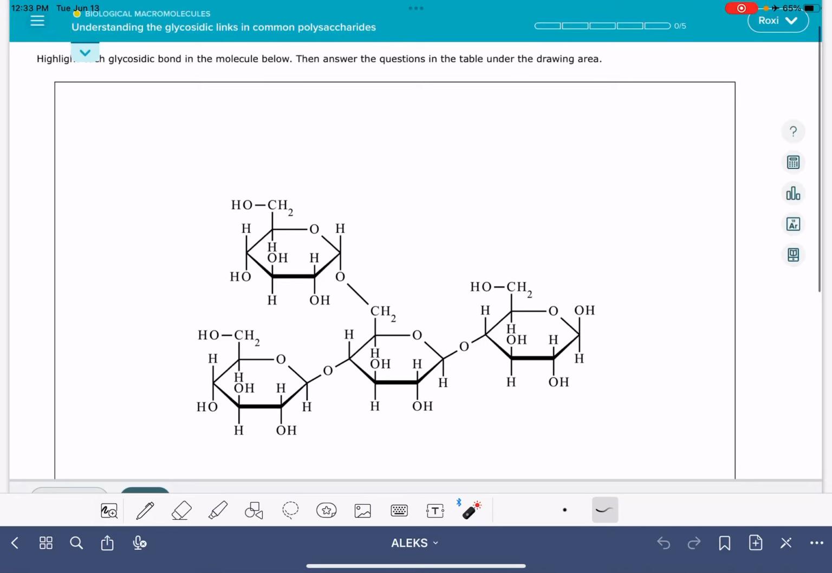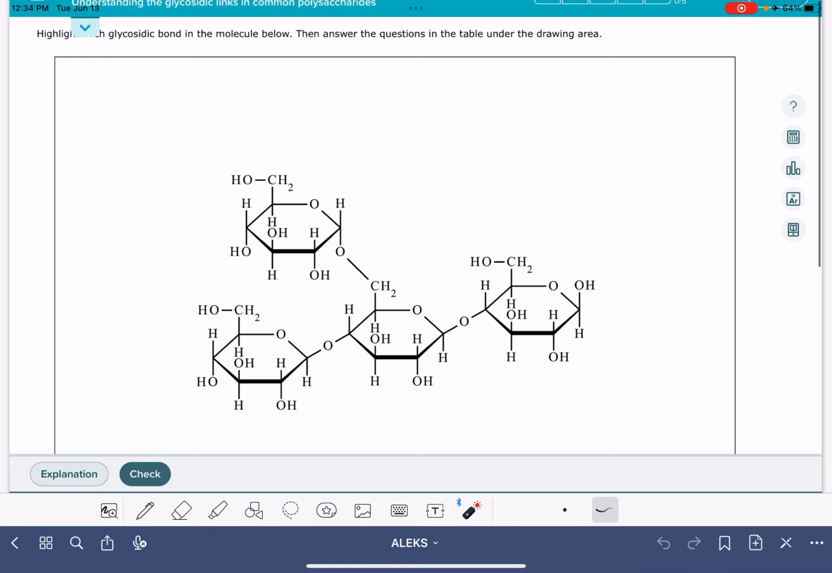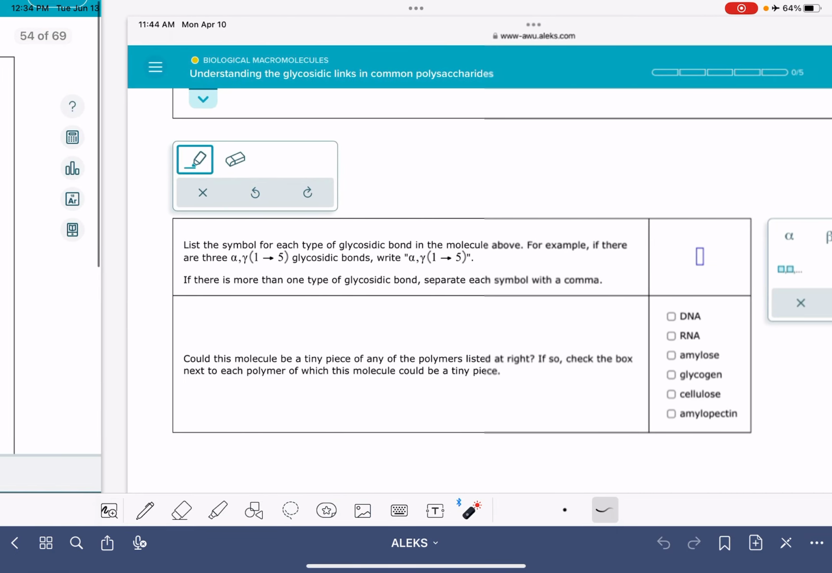In this video, we're going to work on the ALEKS problem called Understanding the Glycosidic Links in Common Polysaccharides. There are two versions of this problem. I'm going to show you one version, and I'm also going to talk about how you would complete the different version of the problem. In this version, you're usually given 4 monosaccharides connected together to make a polysaccharide, and you're going to be asked a couple of questions about that structure.